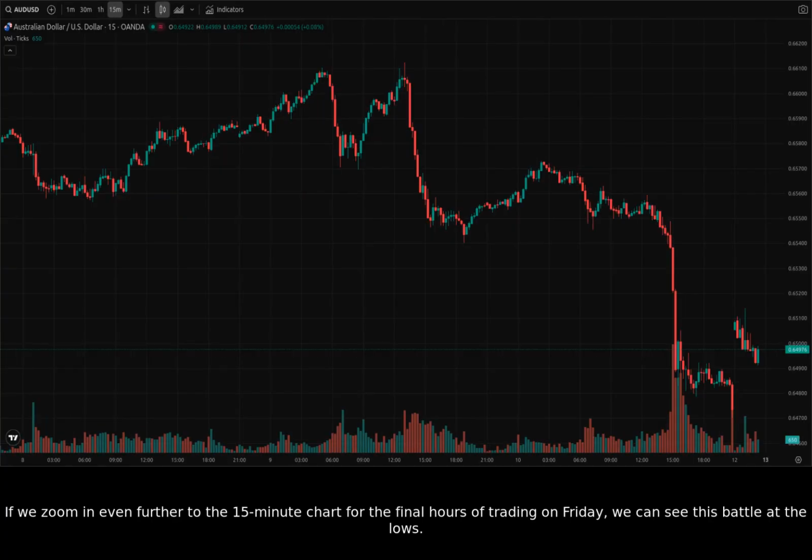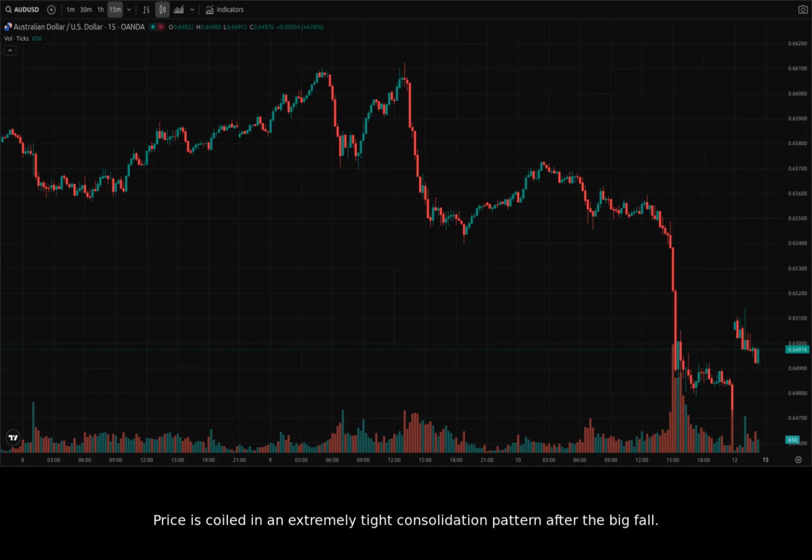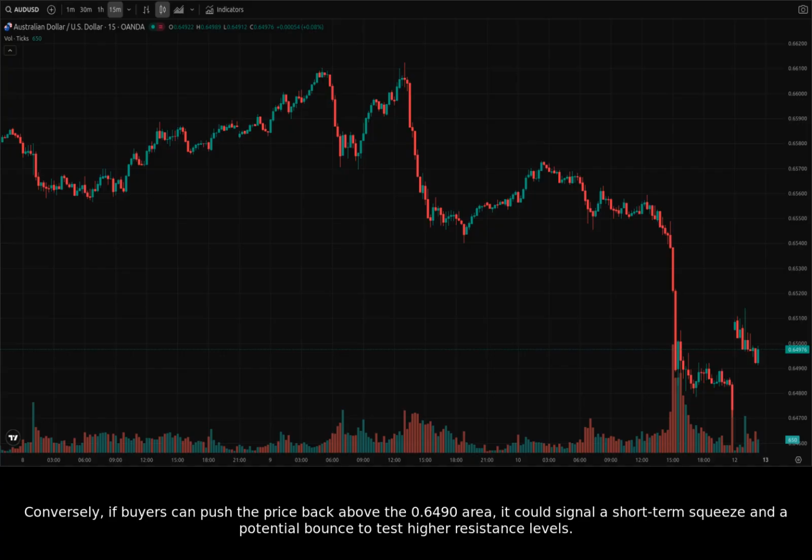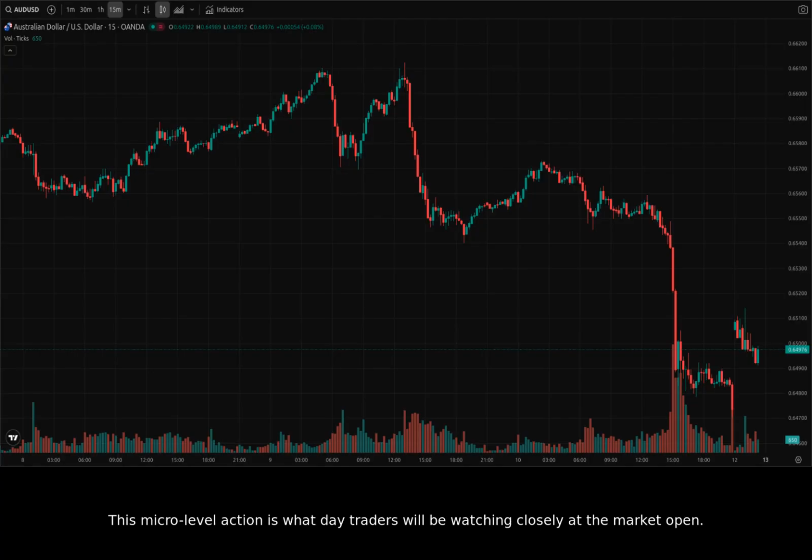If we zoom in even further to the 15-minute chart for the final hours of trading on Friday, we can see this battle at the lows. Price is coiled in an extremely tight consolidation pattern after the big fall. This indicates extreme indecision in the very short term. A sustained break below the recent low of 0.6466 would likely trigger the next wave of selling. Conversely, if buyers can push the price back above the 0.6490 area, it could signal a short-term squeeze and a potential bounce to test higher resistance levels. This micro-level action is what day traders will be watching closely at the market open.